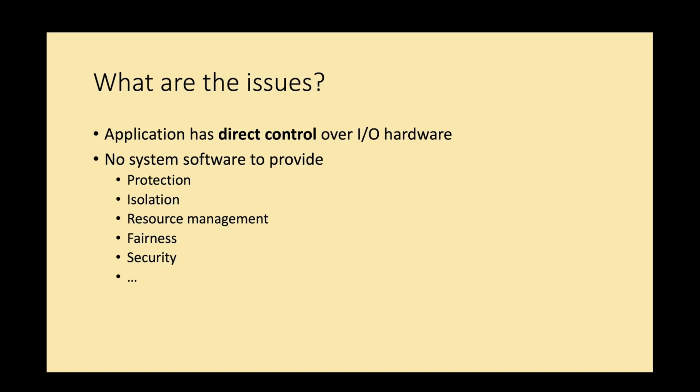If your applications have direct control or access to I/O hardware, then who is responsible for doing things like protection, isolation, resource management, fair access, security, and all the other kind of jobs. Right? So traditionally, these are all done by the operating system. Okay? So you may ask, why do we need this? In particular, why do we need this for I/O? If you don't have any of this, one application can just hog your I/O device, for example.